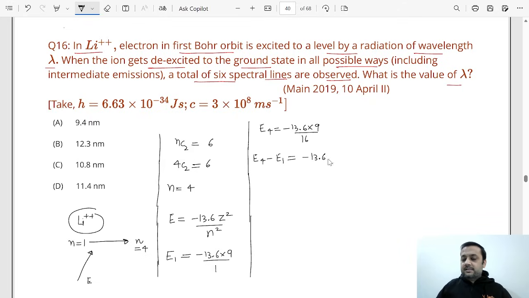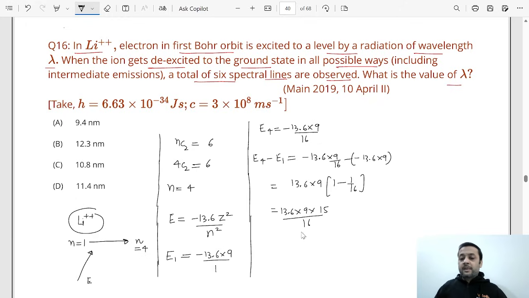So that will be minus 13.6 into 9 by 16 minus of minus 13.6 into 9. You can see that 13.6 into 9 will be common, and here you will get 1 and here you will get minus 1 by 16. So this becomes 13.6 into 9 into 15 upon 16, where 16 minus 1 is 15. This is what we will get. Now this is the energy in electron volt. You can cancel 8 into 2, 8 into 1, and 8 sevens are 56. So this becomes 1.7 into 15 into 9, which is 135, so 135 into 1.7 upon 2. This much electron volt.